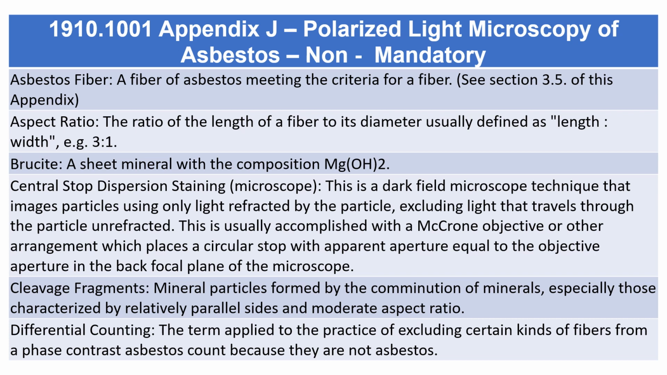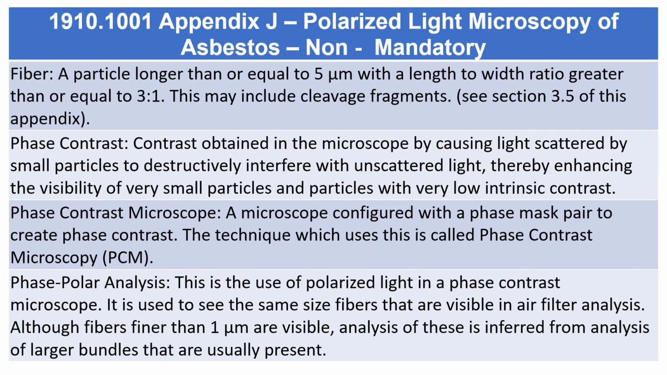Cleavage fragments: mineral particles formed by the comminution of minerals, especially those characterized by relatively parallel sides and moderate aspect ratio. Differential counting: the term applied to the practice of excluding certain kinds of fibers from a phase contrast asbestos count because they are not asbestos. Fiber: a particle longer than or equal to 5 µm with a length to width ratio greater than or equal to 3:1. This may include cleavage fragments. See Section 3.5 of this appendix.